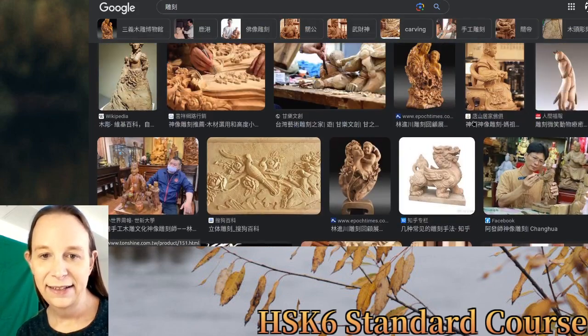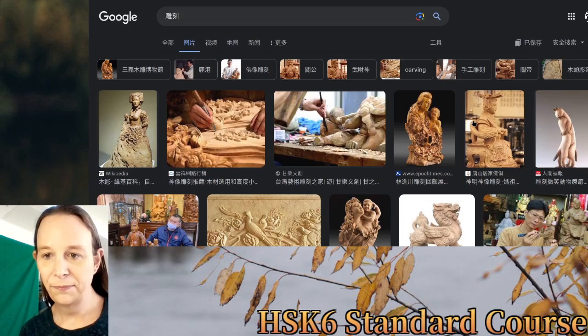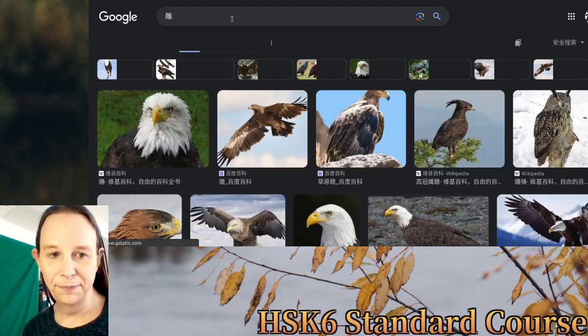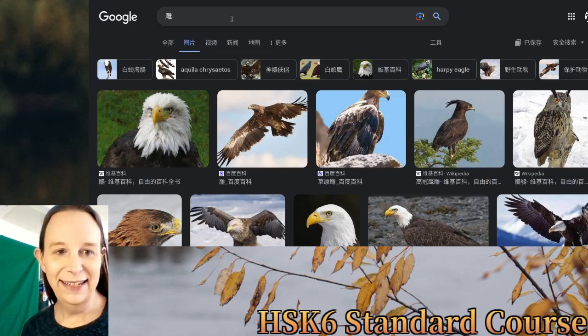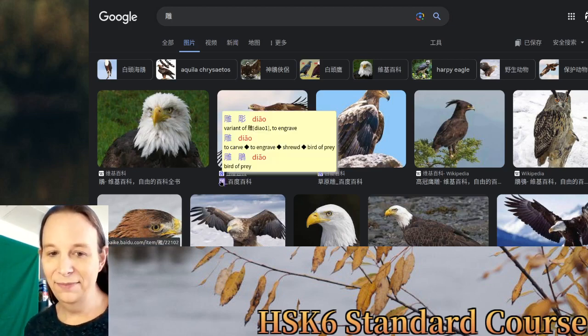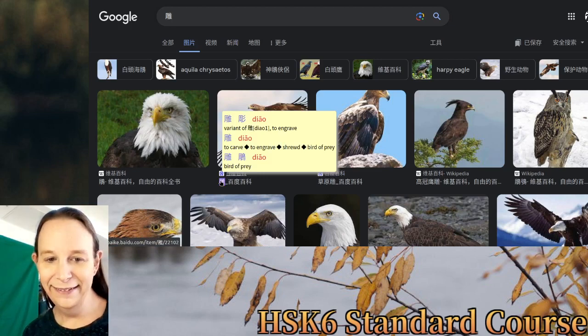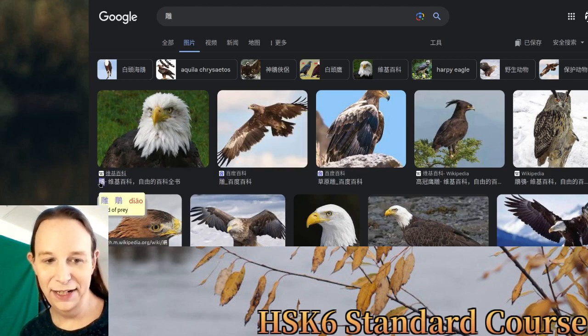All right. So these are carvings, different types of carvings. 都是雕刻. Yeah, so what if we just look at 雕? Oh yeah, 雕. But this is a different, is it the same character? 雕, yeah, it also means eagle. Oh no, not eagle, bird of prey. 雕, okay. It's a different character in traditional Chinese, but it's the same character in simplified. Okay, that's interesting.